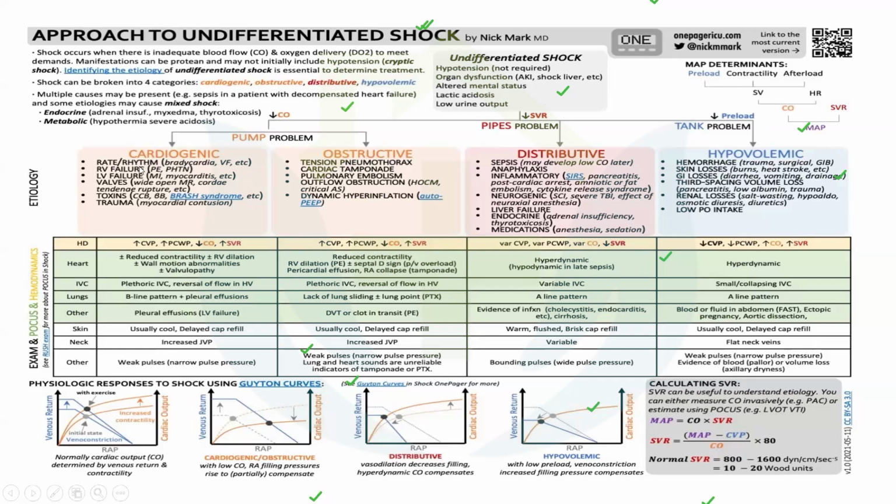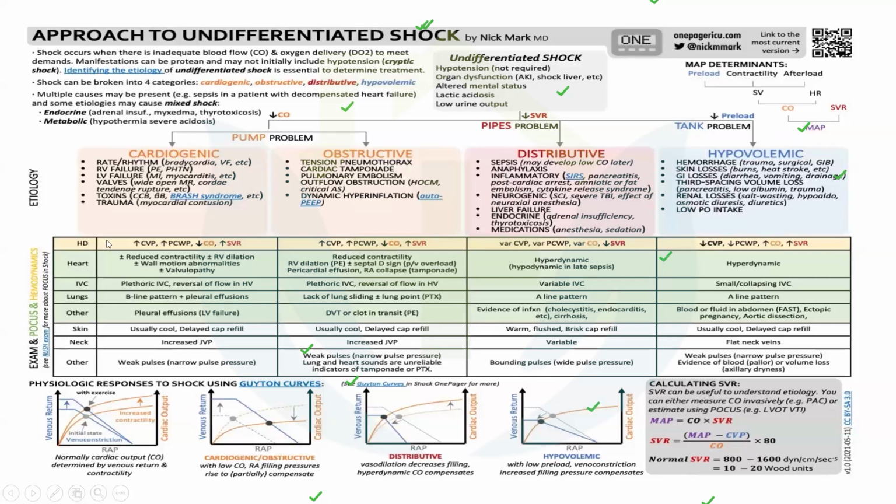We know all this: right ventricular failure, left ventricular failure, valve problems, trauma, rate and rhythm problems, bradycardia, arrhythmia, all these come under cardiogenic shock. In obstructive shock, there is tension pneumothorax, cardiac tamponade, pulmonary embolism, outflow obstruction. In the pipe, that is distributive shock, important causes are sepsis, anaphylaxis, endocrine causes like adrenal insufficiency. Hypovolemic includes hemorrhagic shock, trauma, surgical trauma, GI loss, diarrhea, vomiting, renal loss.